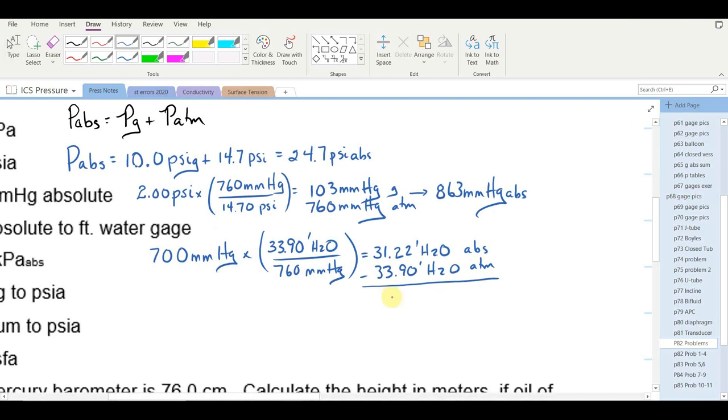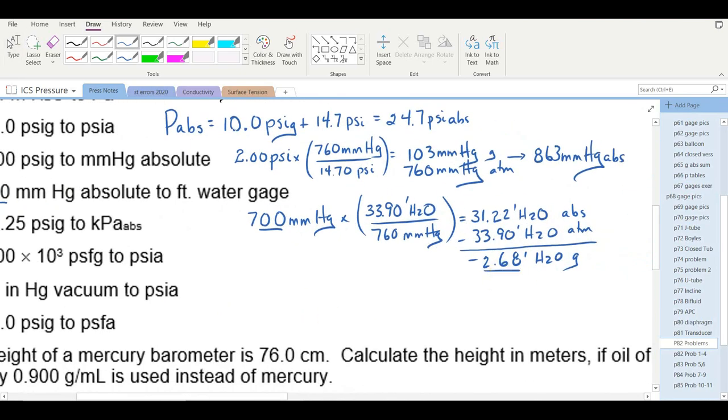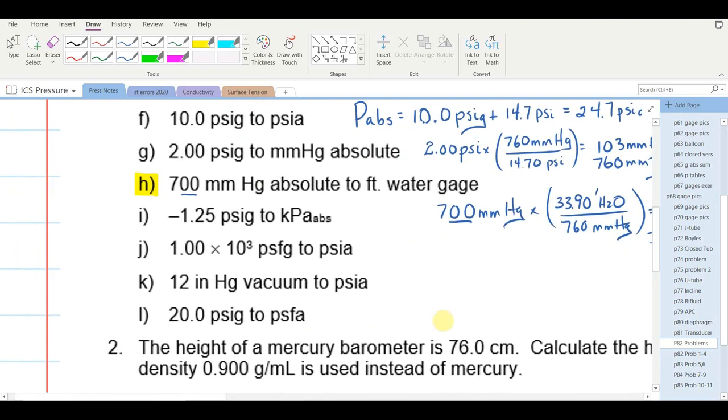That is negative 2.68 feet of water, and that's gauge. Now, I don't know that we are warranted carrying all those sig figs, but I'm going to report them in any case. I'll report 3. Anyway, I think you could do the rest, and the answers are posted on the notes, or you can ask me in class.